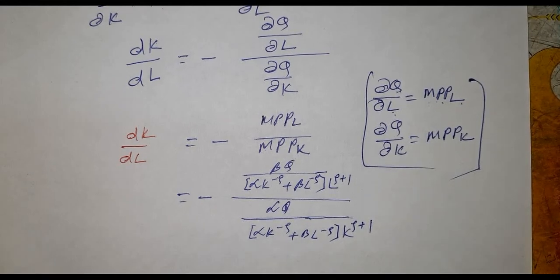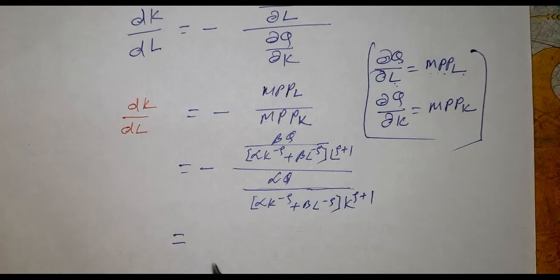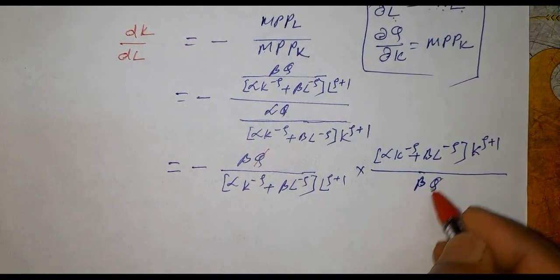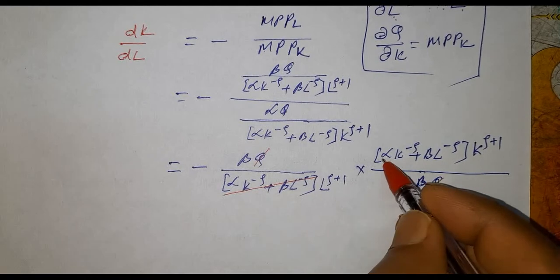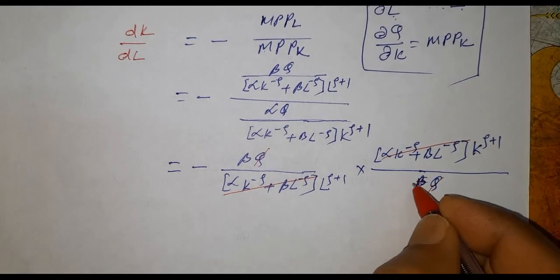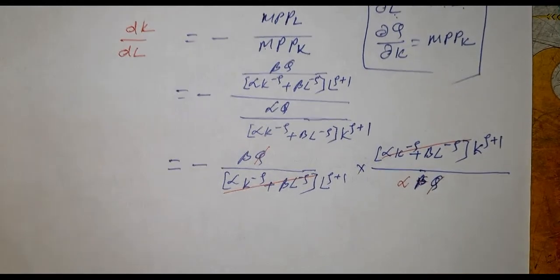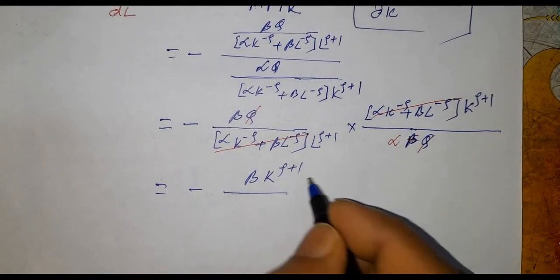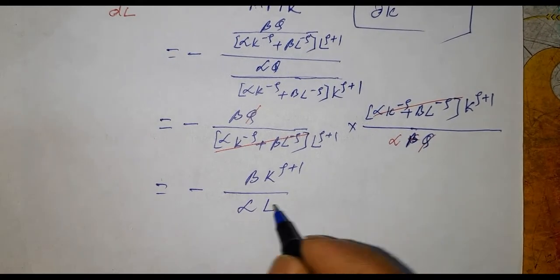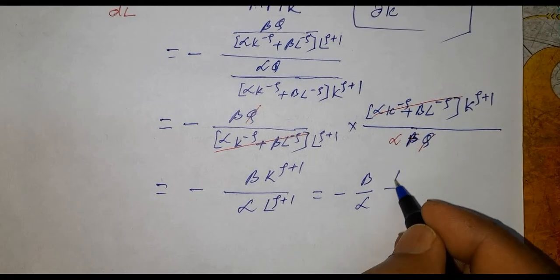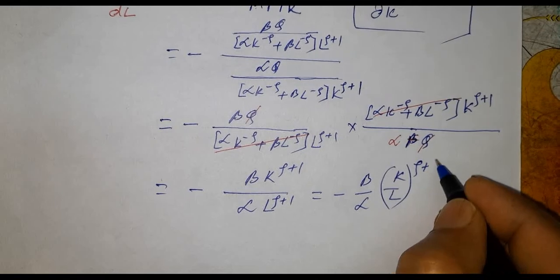Here we have put their values, and after simplification of this we get this, and this q will be cancelled. Again this portion and this portion will cancel. So this is not beta, this is alpha. So that is equal to minus beta k to the power rho plus 1 divided by alpha L to the power rho plus 1, and that is equal to minus beta by alpha into k by L whole to the power rho plus 1.